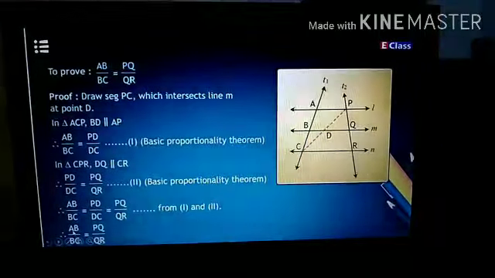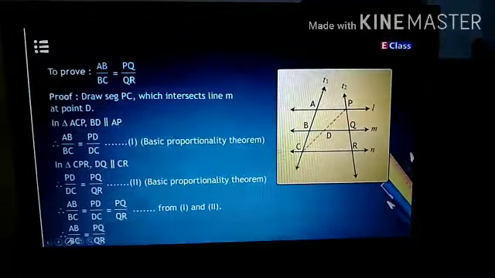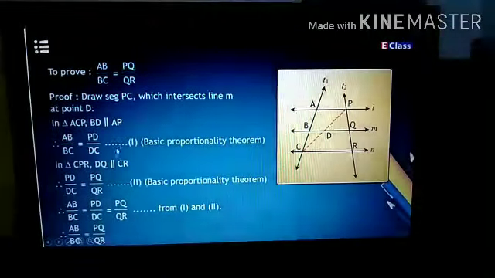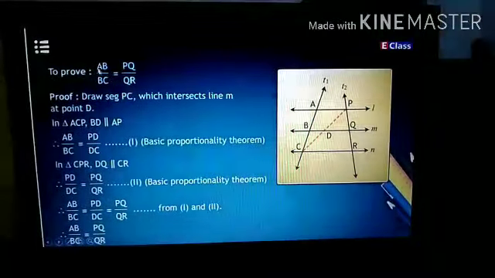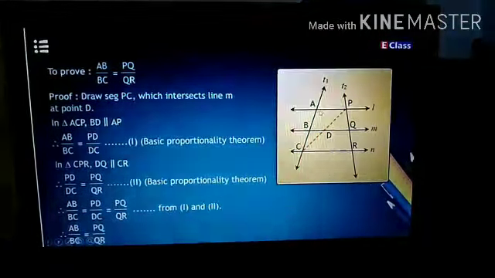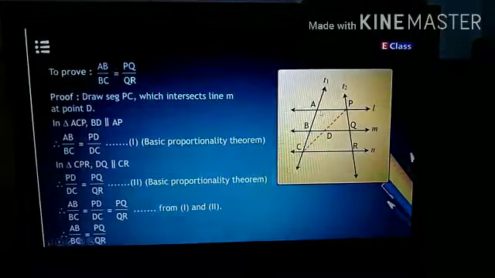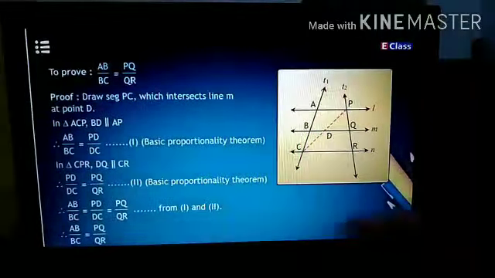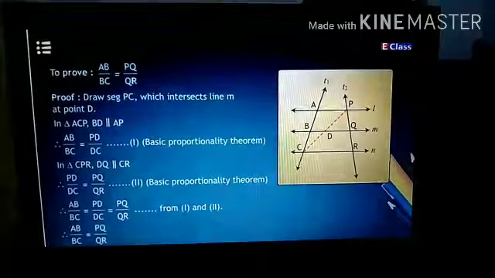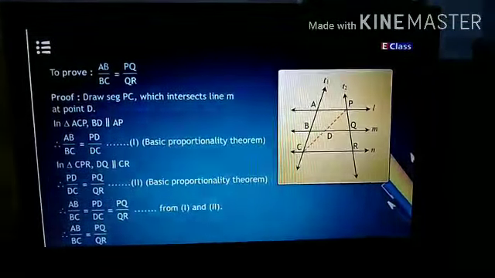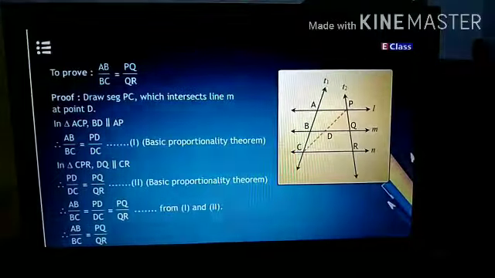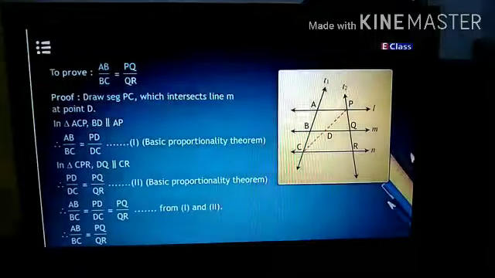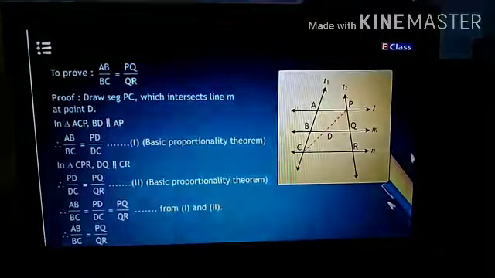Then I can conclude AB upon BC is equal to PQ upon QR. This is what we were supposed to prove for the statement. And hence our property of three parallel lines and their transversal is proved. The ratio of intercepts made on a transversal by three parallel lines is equal to the ratio of their corresponding intercepts made on any other transversal by the same parallel lines.